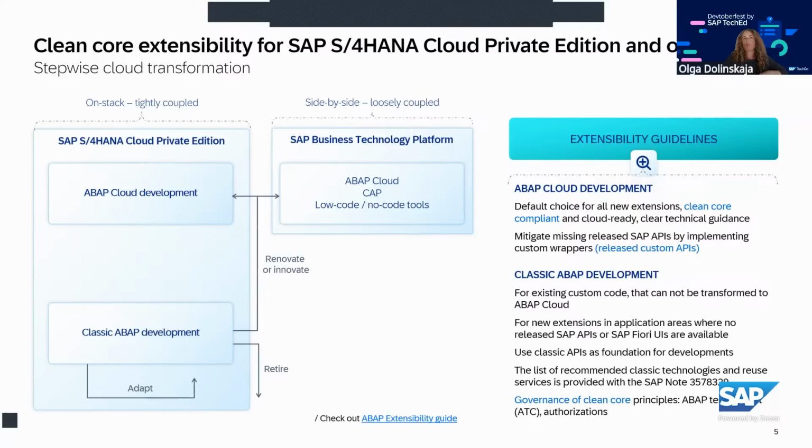If the released API is missing, then you can still implement your own custom wrapper for a non-released SAP object and release it for ABAP Cloud Development. Once SAP provides a released API, you can retire the wrapper. According to the Clean Core Extensibility white paper, all extensions which you create with the ABAP Cloud Development model belong to level A. In addition, classic ABAP development can be used.